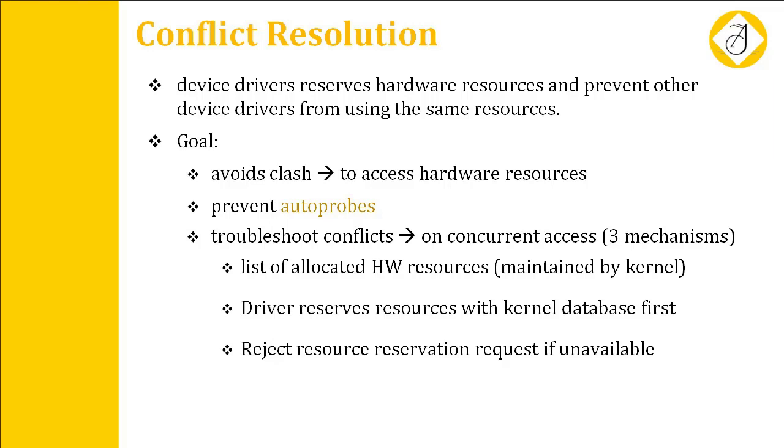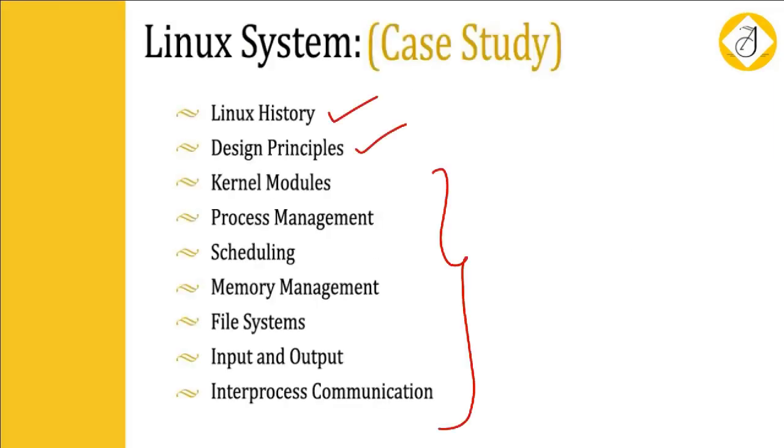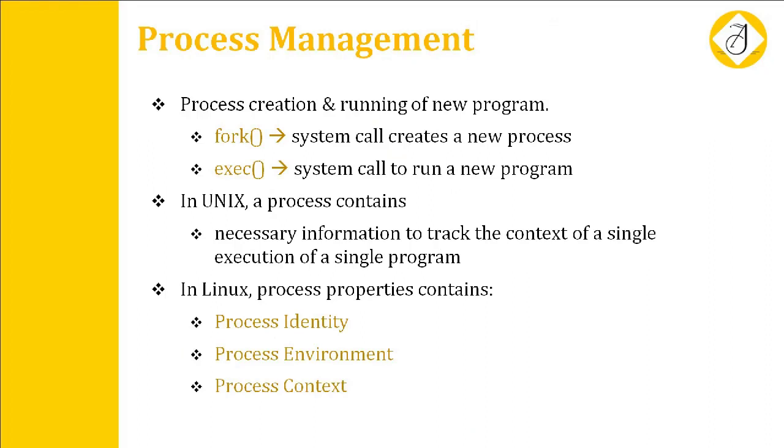The next topic is, we have seen the kernel modules, and now we are going to see about process management. The Unix process management separates the creation of processes and the running of the new program into two distinct operations. Number one is the fork system call, and number two is the exec system call.